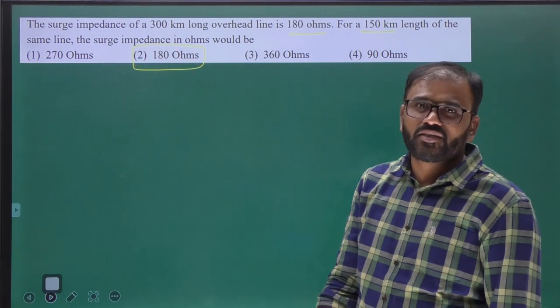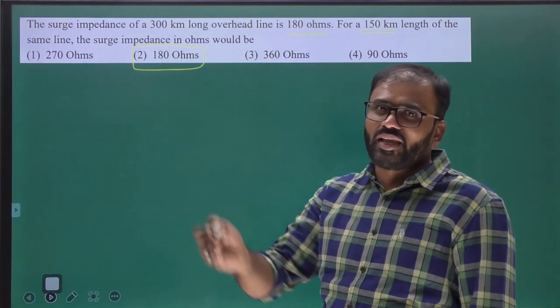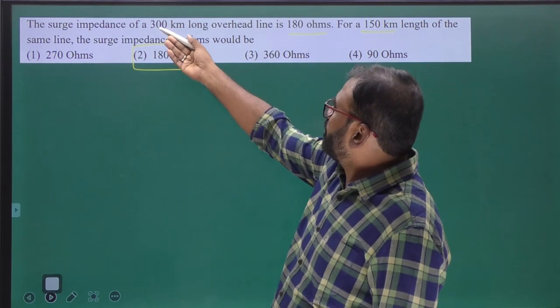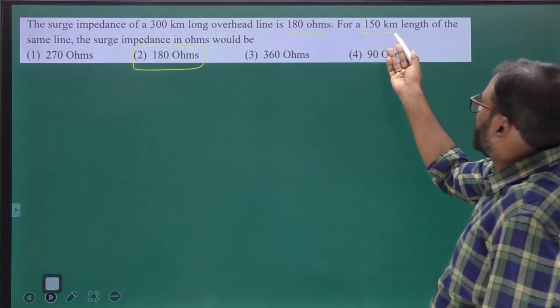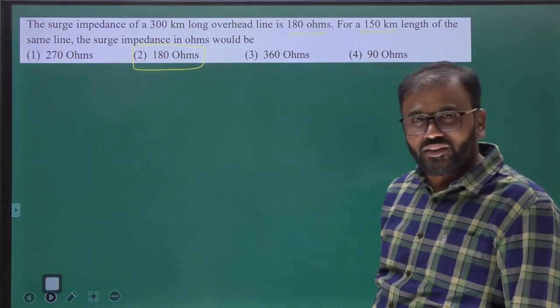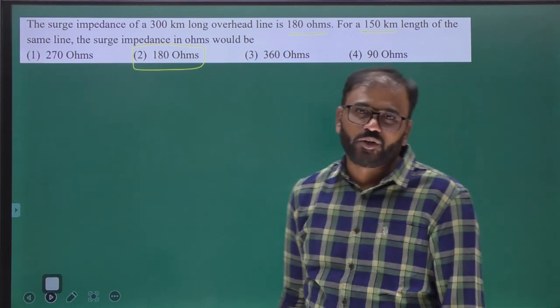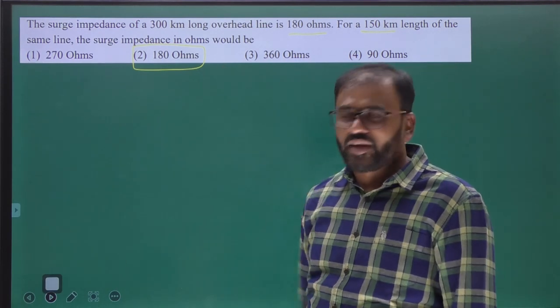Because the surge impedance is independent of the length of the line. So whatever may be the surge impedance of the 300 km length of line, the same surge impedance we can observe for the 150 km length of line. So the answer is 180 ohms. So now we'll move on to the next question.